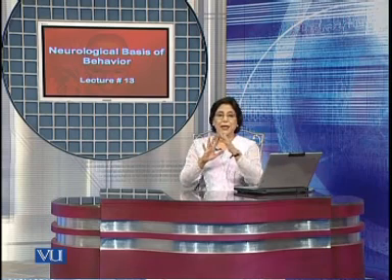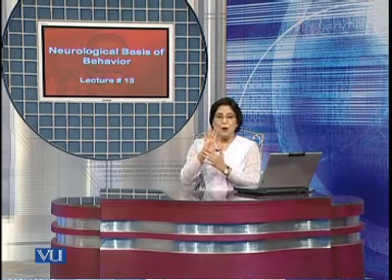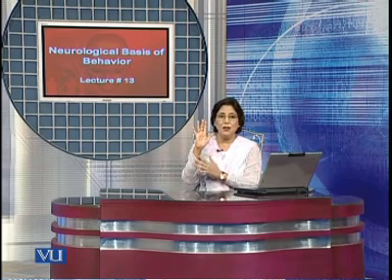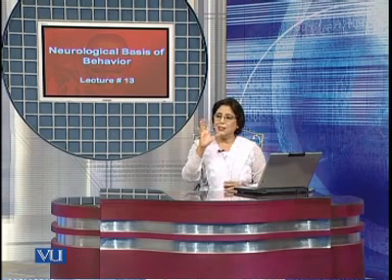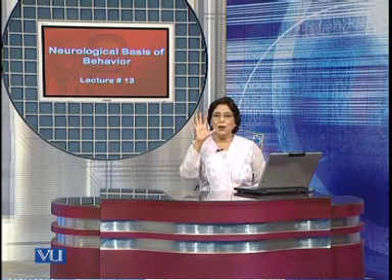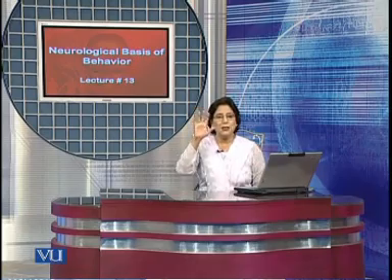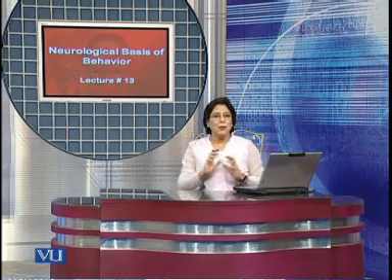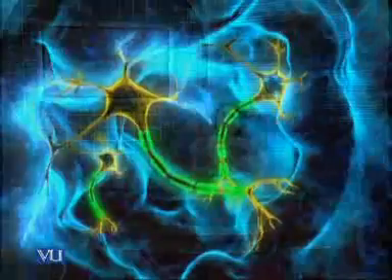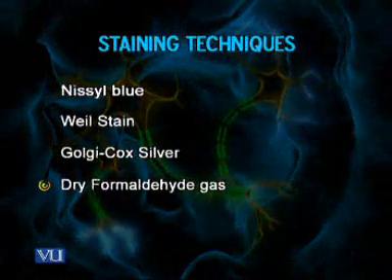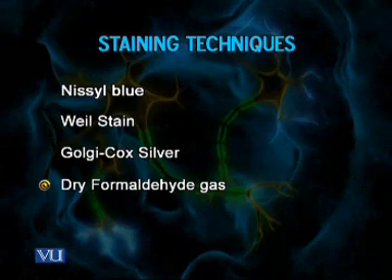So, dendrites, soma, axon, right up to the mini branches are stained. So, you can see these little cells stand out as if in the background. It's a beautiful sight to see cells with their branches. Then there is another technique which is called dry formaldehyde gas histofluorescence exposure.